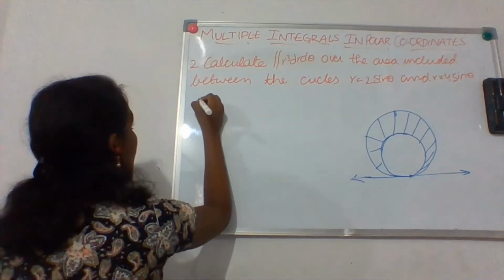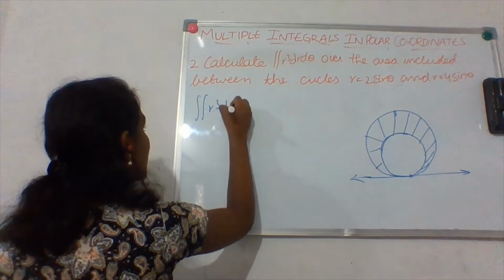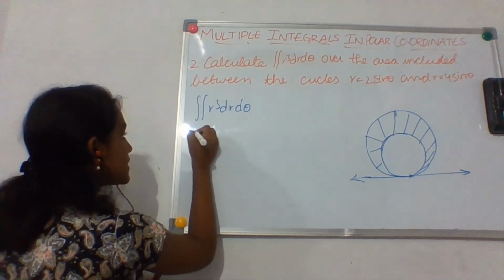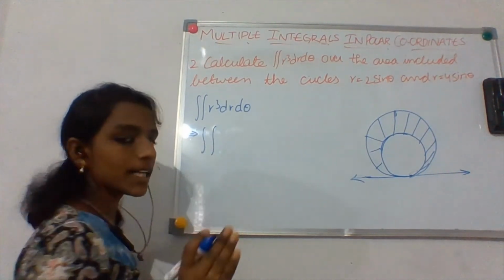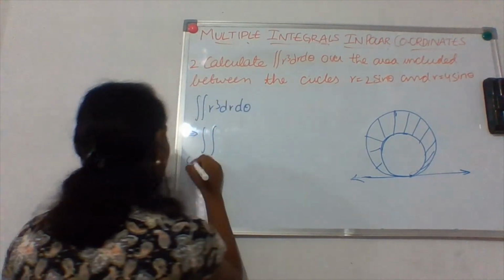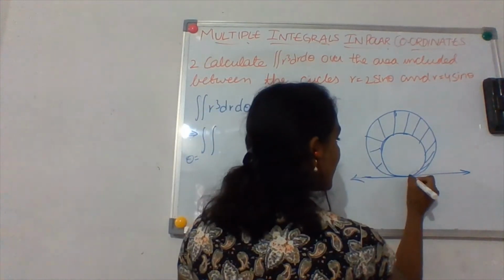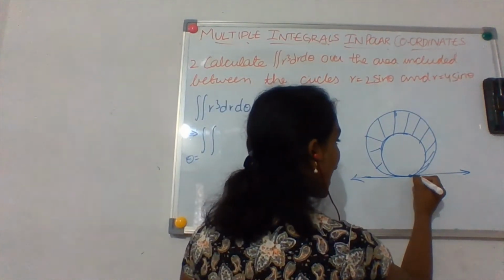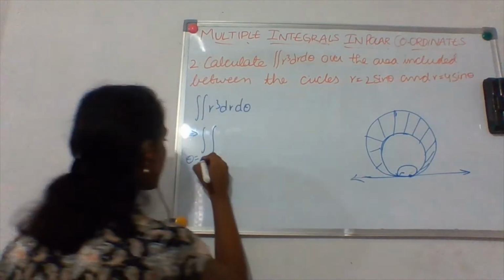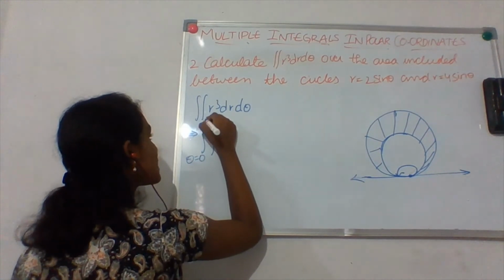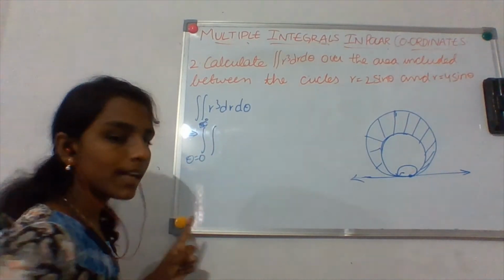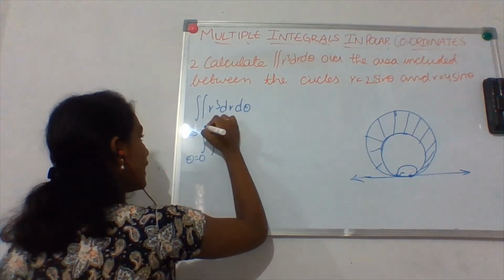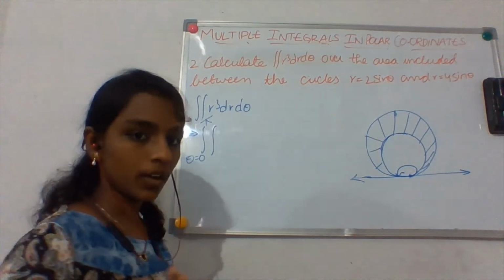The integral of r cube dr d theta. So how do you put the limits here? At first, theta. You have both the circles above the line, so the angle would be 180 degrees. So 0 to 180 degrees. I think you see it clearly, 180. So I'll put it as pi. Okay, 0 to pi. Got it.